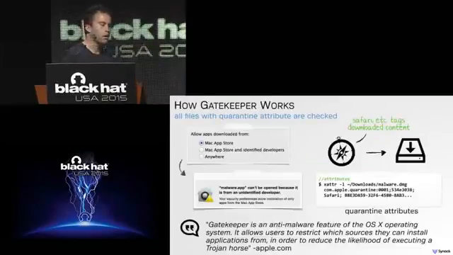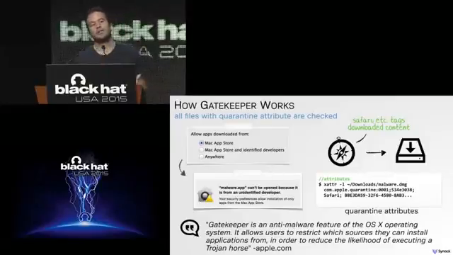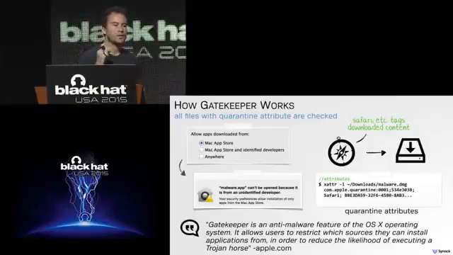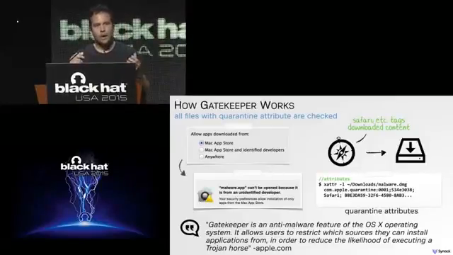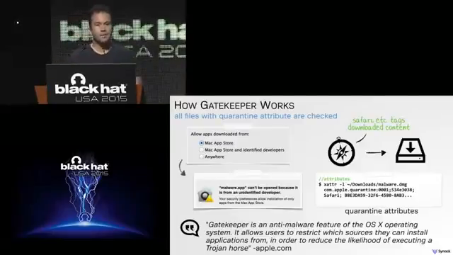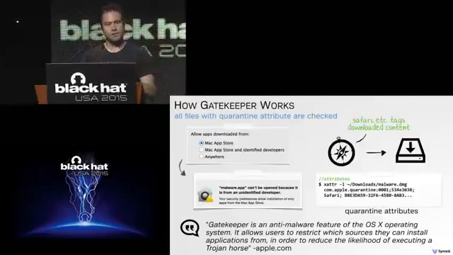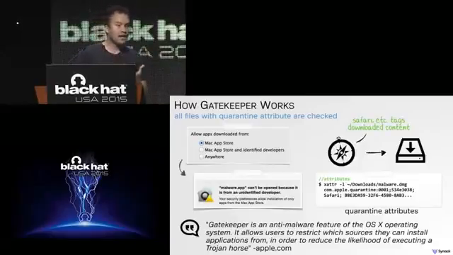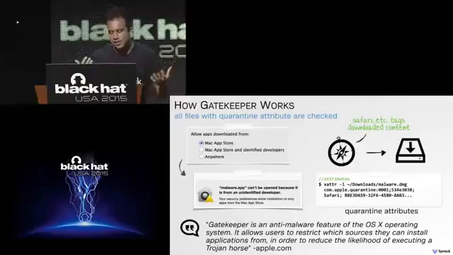So how does Gatekeeper work? Well, basically, anytime you download something from the internet, it gets tagged with this quarantine attribute. And then when the application that was downloaded is run, either automatically by the operating system or the user double clicks it, Gatekeeper kind of jumps in the way and says, hey, wait a minute, this was downloaded, I got to verify it and make sure that it's signed and hasn't been modified in transit. And it actually does a decent job.